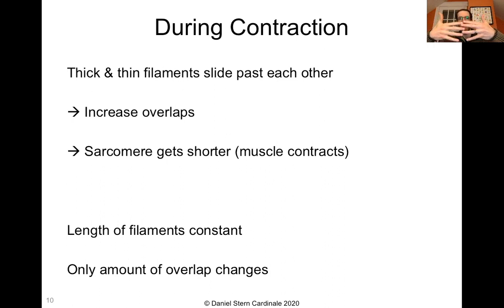So you're starting like this, where they're not overlapped very much at all. And then as the muscle contracts, you increase the degree of overlap between the thick and thin filaments. Each sarcomere is only going to decrease by a little bit, but if you have thousands of them all in a row, that little bit of decrease from each one is going to contract that muscle.